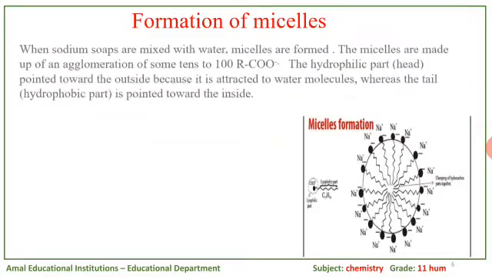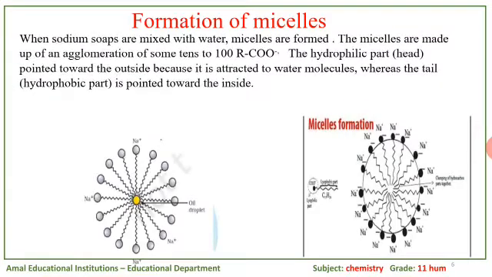Formation of micelle, and what is a micelle? First of all, when sodium soaps are mixed with water, micelles are formed. How these micelles are formed, now we are going to know. The micelles are made up of an agglomeration of some tens to 100 carboxylate ions. The hydrophilic part, which is the head, is pointed outside because it's attracted to water molecules.